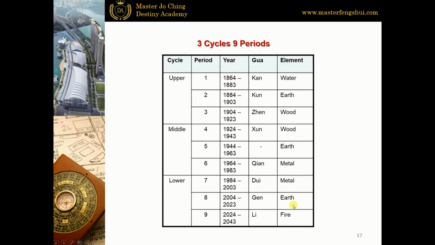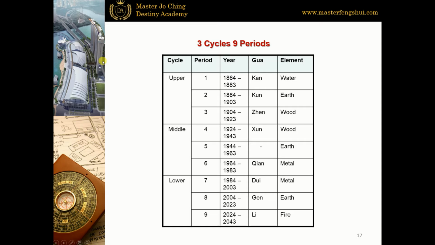Okay, and with that, I want to show you the 3 cycles, 9 periods concept. So today, if you are practicing Flying Star Feng Shui, this will be pretty familiar to you. This is how the ancient masters demarcate the time. First of all, they divide it in broad strokes.